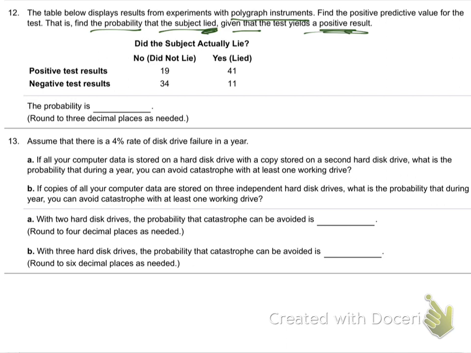So, see what you can do. So let's go through the thing. It says, find the probability lied. So let me write that out. Probability lied, given that the test yields a positive result.